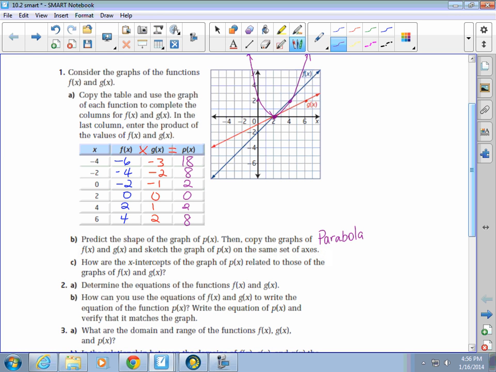So it says, how are the x-intercepts of the graph of p(x) related to those of the graphs of f(x) and g(x)? Well, the x-intercepts are all the same. Determine the equation of the functions f(x) and g(x). So f(x) and g(x) are both linear functions, so it's easy enough to get an equation from there.